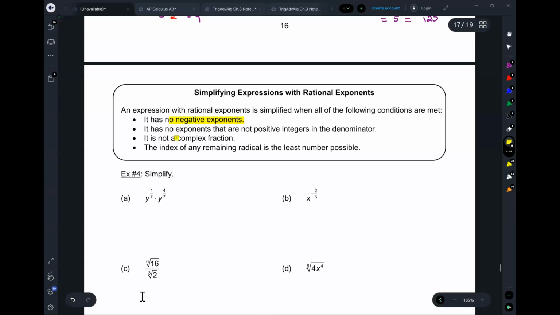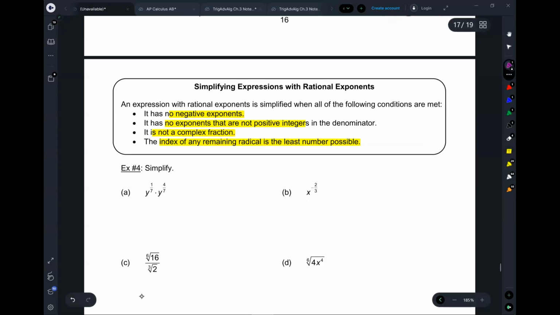And then you have to make sure that there are no exponents that are not positive integers in the denominator. Okay? You have to make sure that you don't have a complex fraction. You have to make sure that the index is the least number possible. Okay, so basically, let's do one and we can take a look.